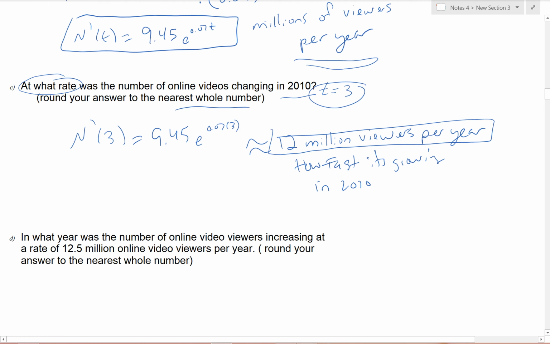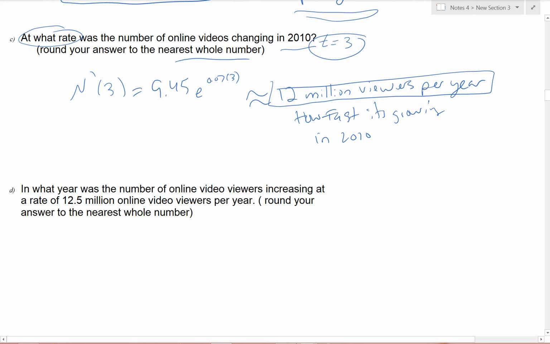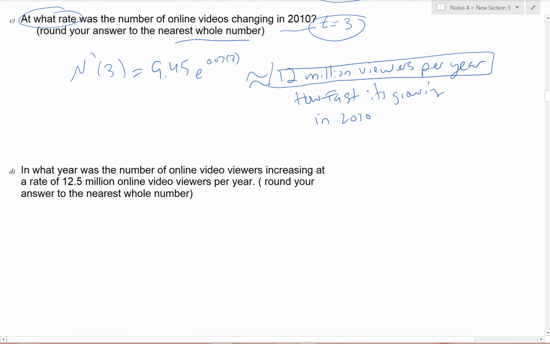All right, the next question. In what year? So we're looking for time, right? In what year was the number of online video viewers increasing at a rate of 12.5 million per year? Round your answer to the nearest whole number. So we're given a rate, which means we want to find the time that the derivative equals 12.5. So we want to set our derivative equation equal to 12.5.